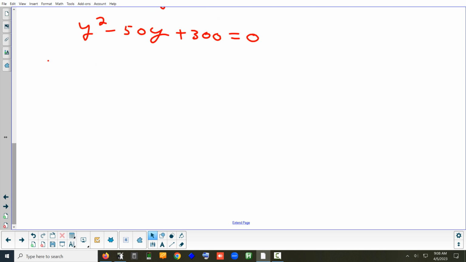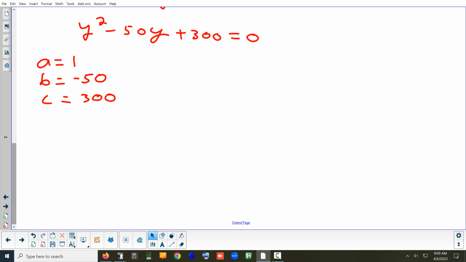Okay, so let's identify A, B, and C, and then we'll use the quadratic formula. Quinn, what's A? Y squared. It has to be a number. Oh, 1. Yep, the number in front of the y squared. A, what's B? Negative 50. And Brighton, what about C? 300.